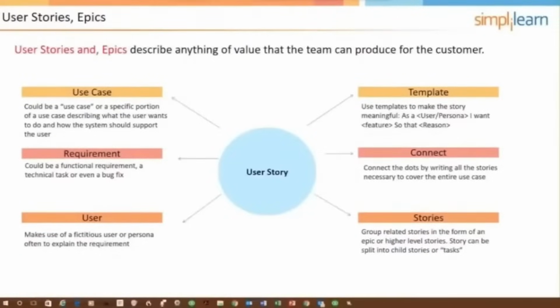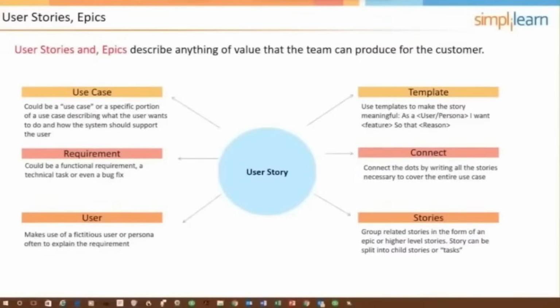Then we have user stories themselves. User stories are functions or features that the product owner wants to have developed. A user story turns into working software that provides value to the customer. And the product owner is the customer voice. The product owner is the one who would accept or reject completed user stories.